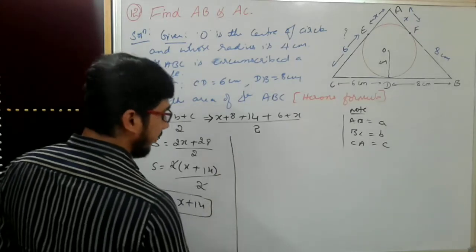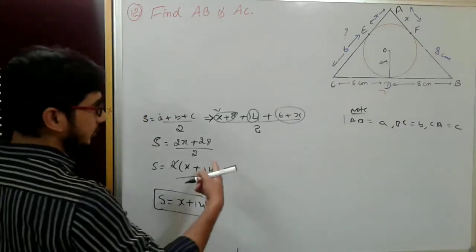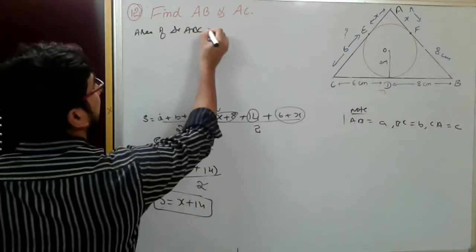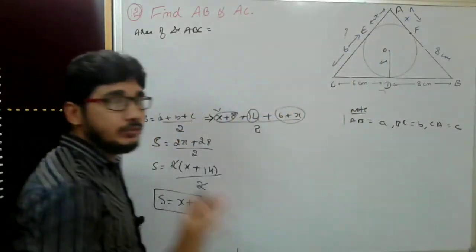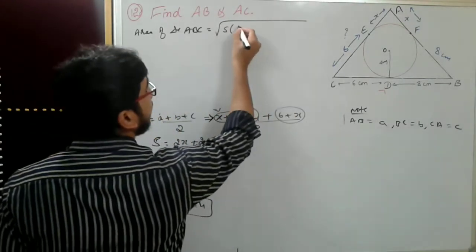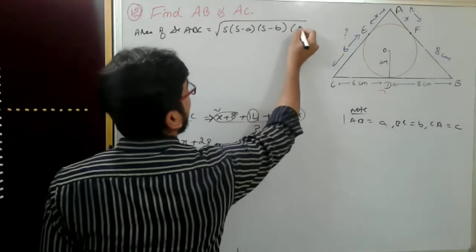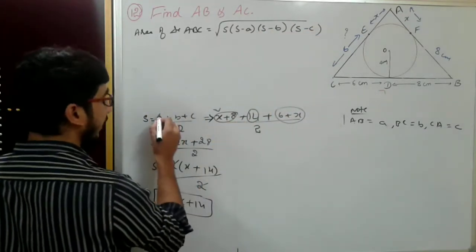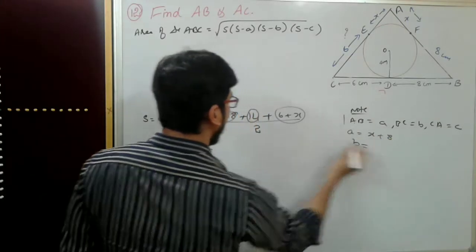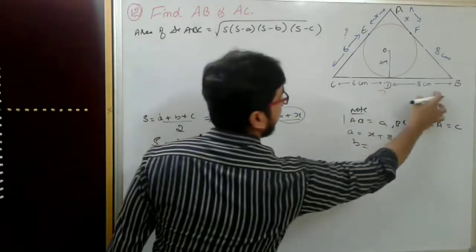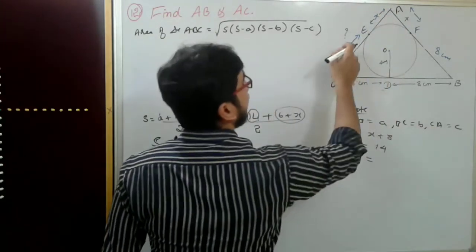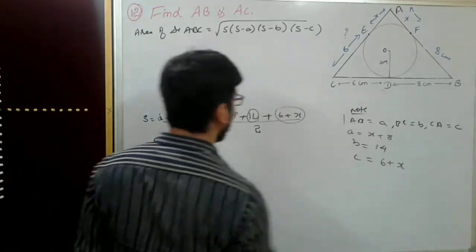Now, second step. S is X plus 14. There is no space here, I erased it. Let us find the area of triangle ABC, the complete area. Heron's formula: root of S into S minus A, into S minus B, into S minus C. A is nothing but X plus 8. B is BC, that is 14. C is nothing but CA, that is 6 plus X, or X plus 6, whatever you write.